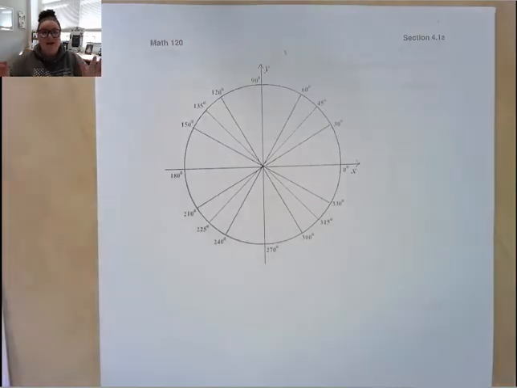All right, so we're going to go ahead and get started on section 4.1, and it is broken up into two separate pieces, mainly because we usually can't get through the whole section 4.1 in one class period. So I am going to break it up into section 4.1a and 4.1b.